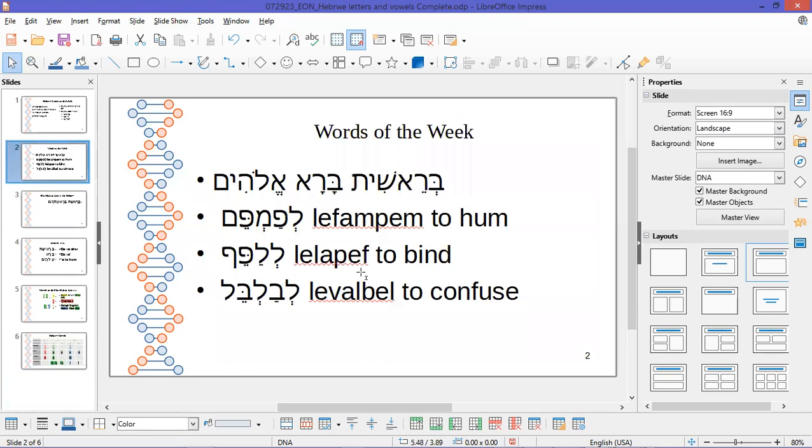So if you compare the vowels, this L is this L right here. This lamed is this L. That eh sound, that's this little thing down here. Okay? That F sound is this pay right here. But if you notice, this pay has a dot in it, but this one does not, right?